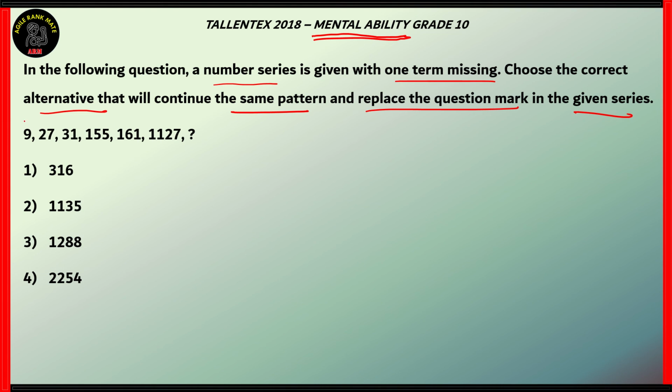So we have a series here: 9, 27, 31, 155, 161, 1127, and a question mark. We need to find out what is the question mark representing. Is it 316, 1135, 1288, 2254? Now, if you look at 9 and 27, 27 is 9 times 3. However, if you look at 27 and 31, there isn't a multiplicative difference. However, there is a difference of 4 between the two numbers. So 27 plus 4 would give you 31.